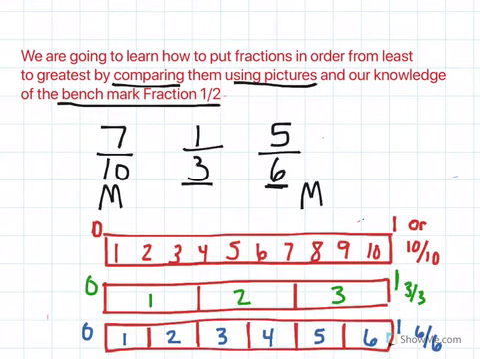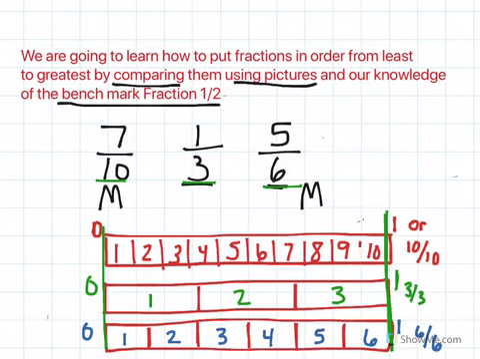Okay, so you see I have some fraction models here. What I've done is I've drawn the fractions. Notice my pictures are all the same size whole. Even though it's in different pieces, the actual shape is the same size. So if I look at 7 out of 10, here I have my bar split into tenths, okay? And I have 7 out of 10. So that is more than half, because half would be 5 out of 10.